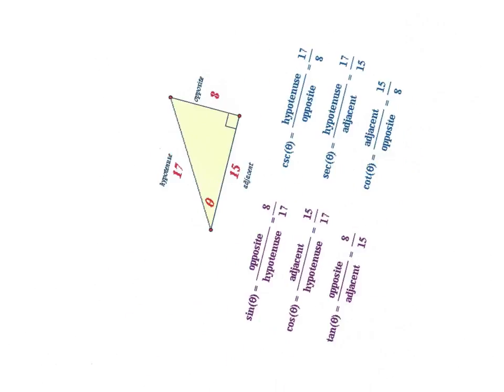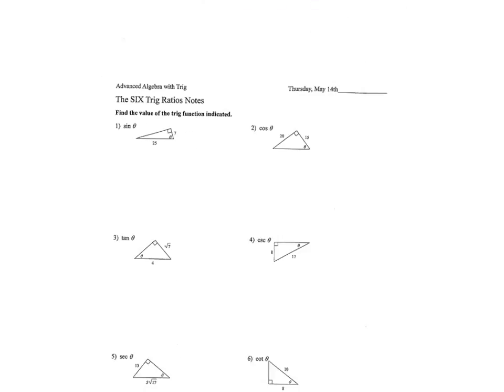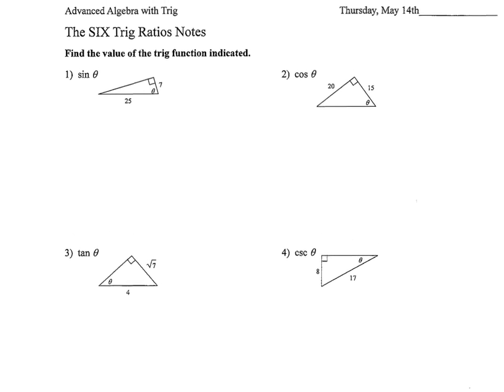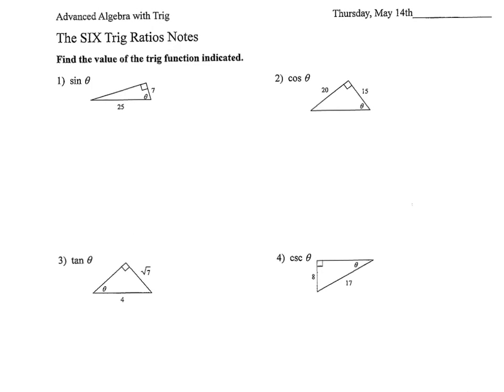Well, let's look at the guided notes. In our notes, it says to find the sine of theta for this first problem. That's just the ratio. Here's theta. This is the hypotenuse, but that's the adjacent. So use the Pythagorean theorem and find, in simplest radical form, that other side. Now that other side, if you use the Pythagorean theorem, is 24.